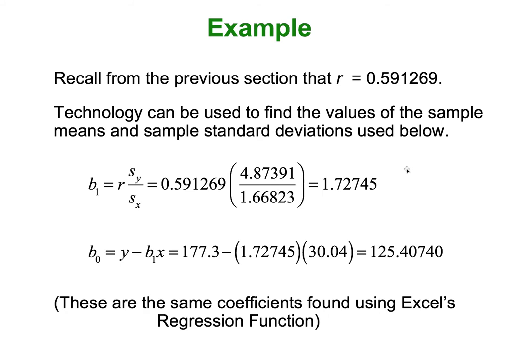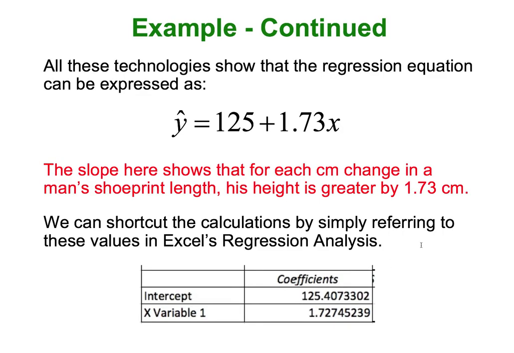Here are those calculations. We see that our slope is 1.72745. We can see that our intercept is 125.40740. And these are the same coefficients found in Excel's regression function. And here they are. So here's the equation. This is our linear regression equation, and you can see that the intercept right here is 125.407. I just rounded it to an integer. And our slope is what's labeled x variable 1.